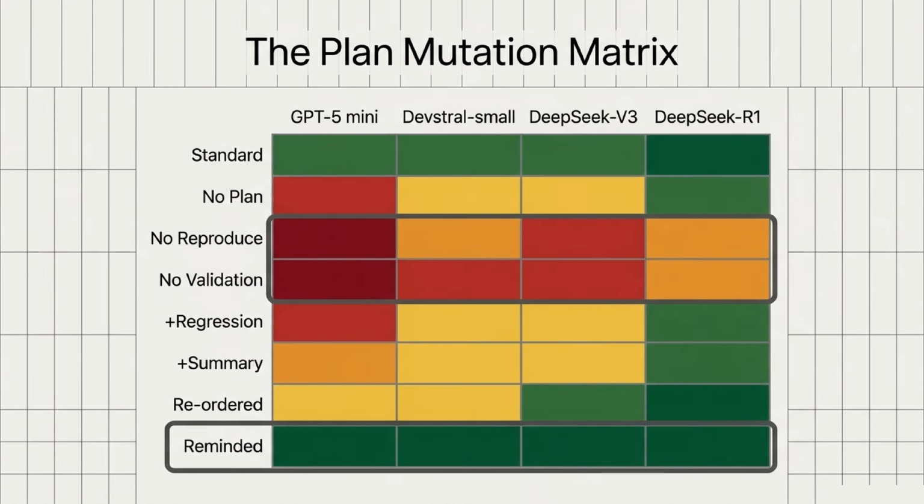You can see this clearly in the plan mutation matrix. That bottom row, the reminded state, is green across the board. Meanwhile, explicitly removing core steps like reproduction or validation creates a sea of red and orange failure states.